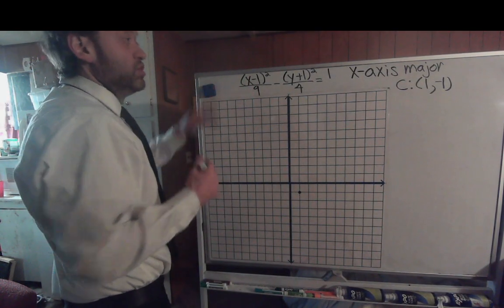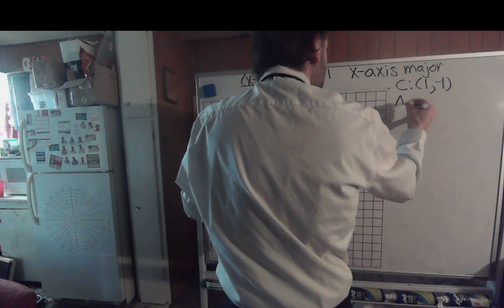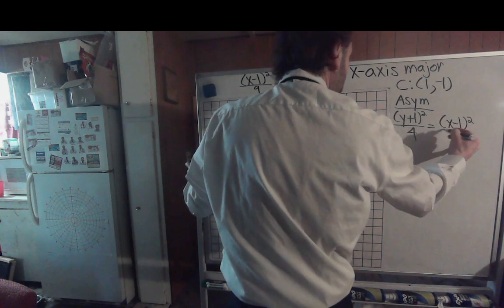Next thing we should do is find the asymptotes. So set your y plus 1 squared all over 4 equal to your x minus 1 squared all over 9.